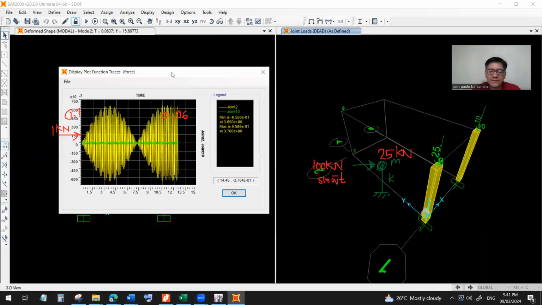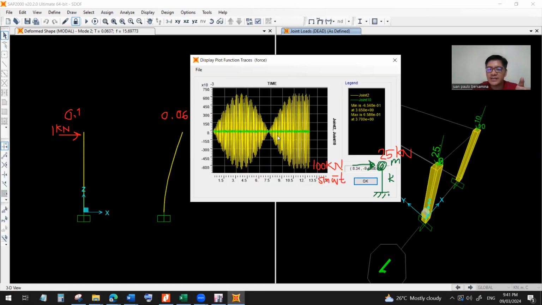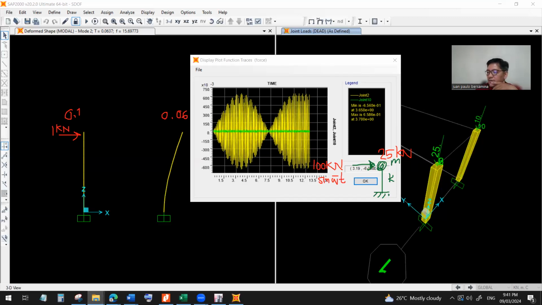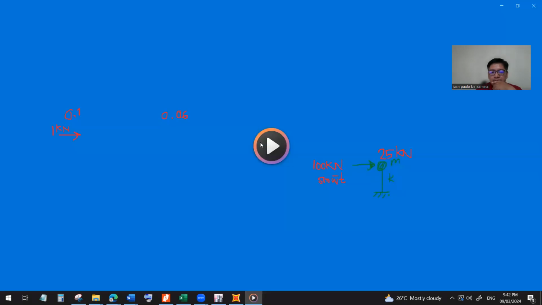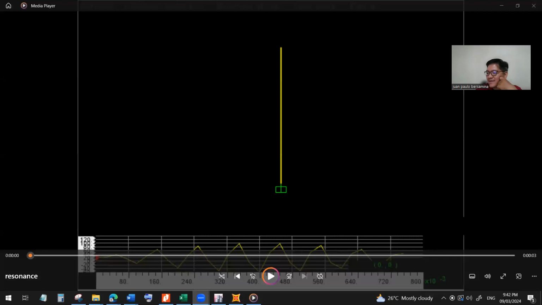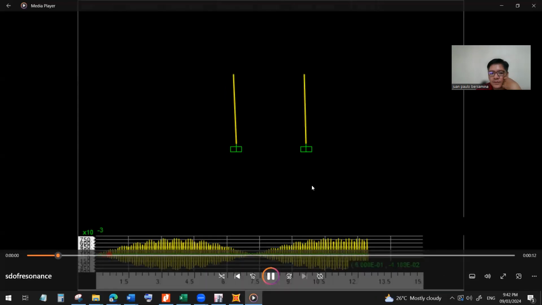Okay. So with that, I've just shown this. Because in software like SAP, there is animation. So its response is here. Resonance, I think it's this. No, not that. This one. SDF resonance. There. See? You saw that it amplified a lot. The other one is just quiet. That's it.